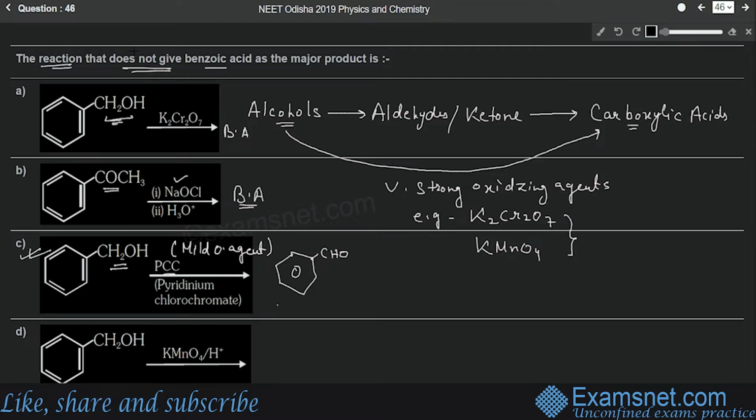In the last one also we have an alcohol as the reactant, but a very strong oxidizing agent, potassium permanganate, is being used. So this will also lead to the formation of benzoic acid. Let's see the structure of benzoic acid. This is the benzene ring. Here we have carbon, oxygen, oxygen and hydrogen. So the benzoic acid will be formed in case of first, second and fourth options, but in the third one benzaldehyde will be formed.